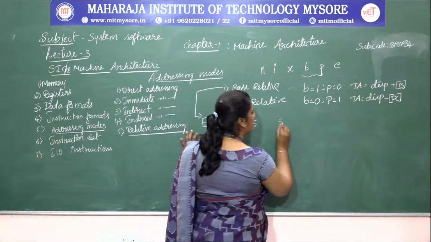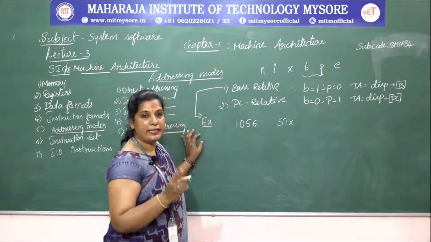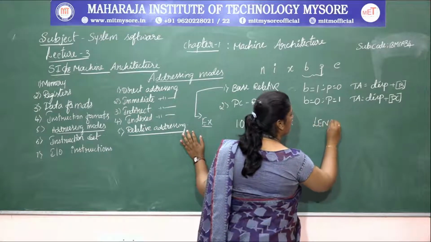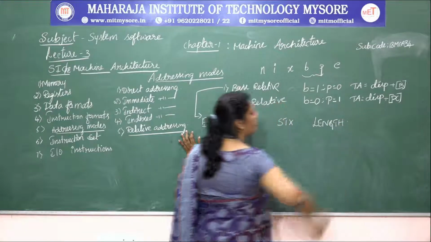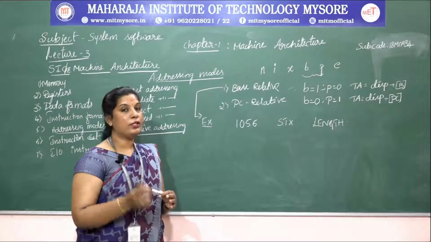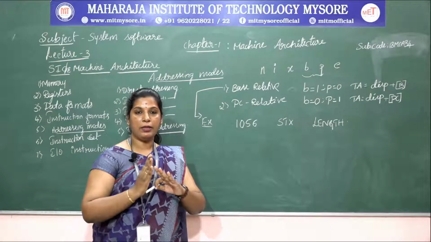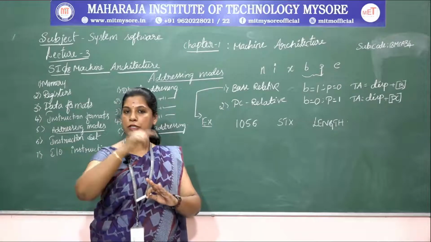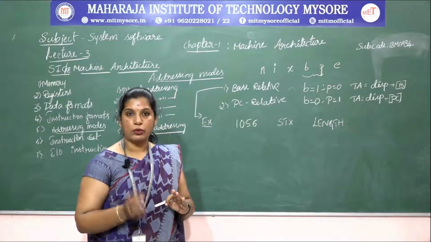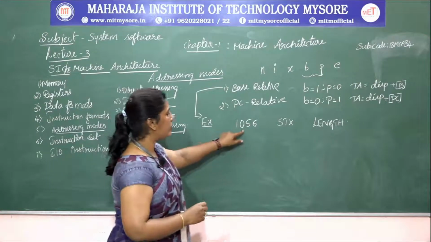So what is that instruction? It is store index register value to the length. Store instruction and load instruction: load means loading a value from a memory location to a register, and store means storing from a register to a memory location. That is the difference between load and store instructions. It is at memory location 1056.